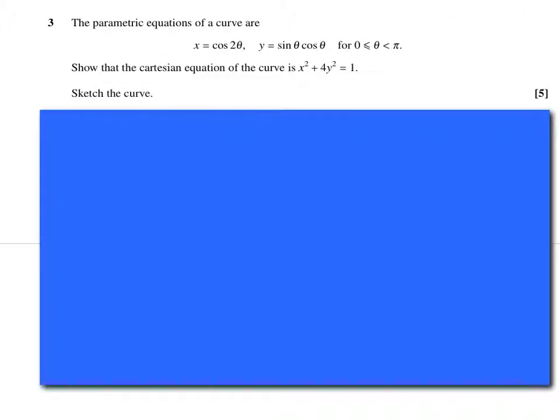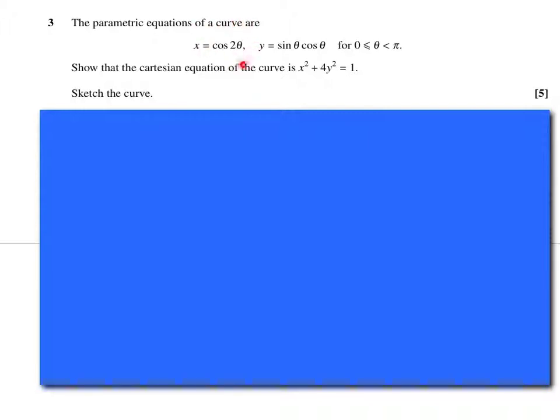Question 3. Parametric equations with the use of double angle formulae and thinking about a trig identity to help. When sketching the curve, think about where it crosses the axes. Is this a circle or something similar? Pause this clip and you have a go. Worked solutions.